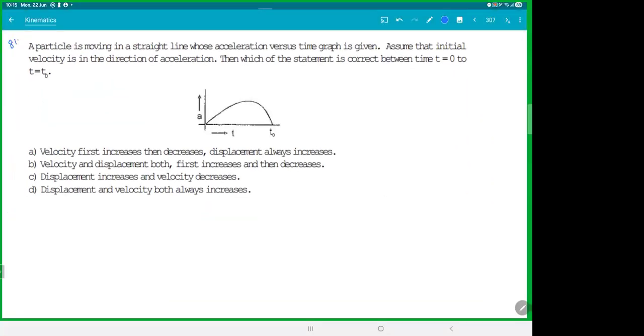Let's get this theoretical question. I'll send you a sheet, these questions are there in that sheet.